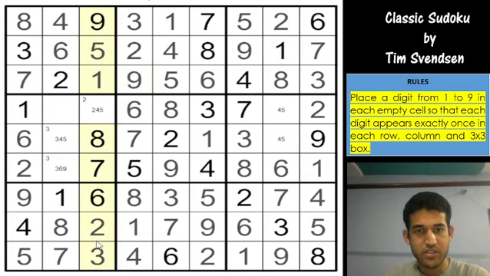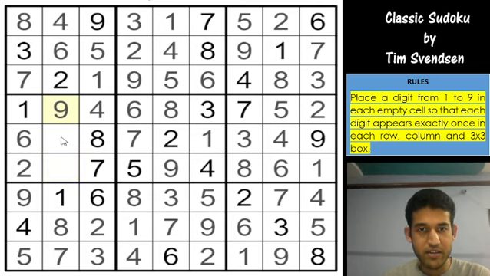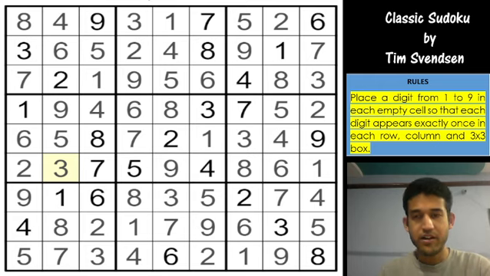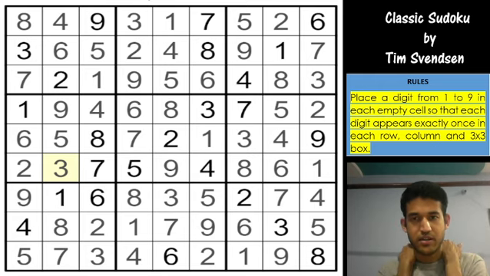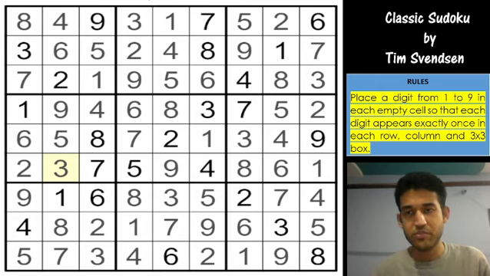And for this column, the only remaining digit is 4. 4 goes here, which results in this 4, 5 pair. 4, 7, 8, 1, 2, 6. Remaining digits are 3, 5, 9, which we can fill in very quickly. And with that, we have completed this very hard Sudoku by Tim Swenson.